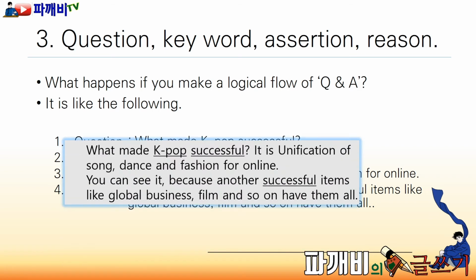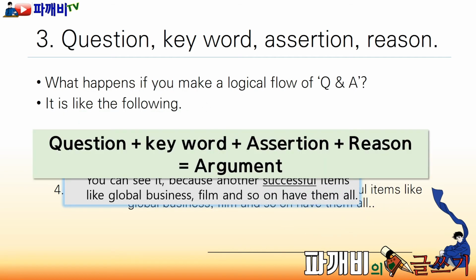them, like this. Here, let's see. What made K-pop successful? It is the unification of song, dance, and fashion from online. You can see it because another successful items like global business, film, and so on have them all. Well, this is good enough logically. Like this, 4 elements of argument, I mean question and issue, keyword, assertion, and reason, compose an argument.